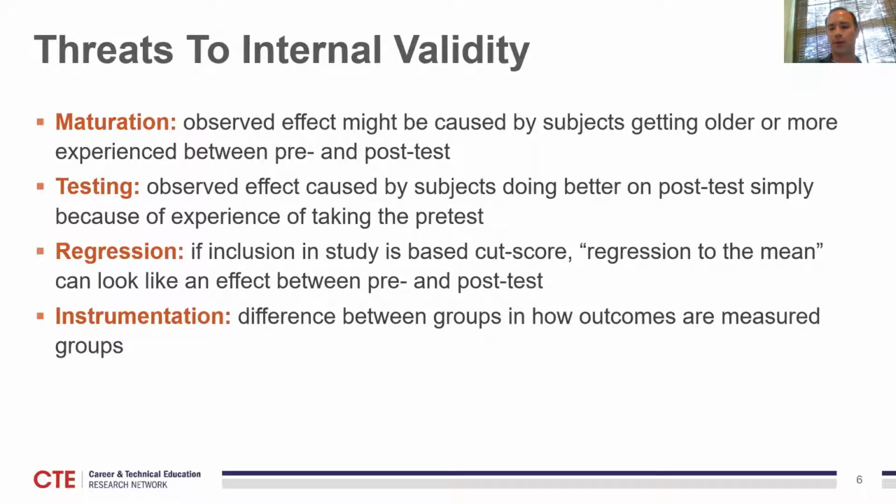And then regression is this idea of regression to the mean. Because of measurement error, extreme scores tend to be less extreme when measured a second time. So if inclusion into the study is based on very low scores on some measure, and that measure is observed over time, then you'd expect that the outcome scores will get less extreme regardless of the program intervention because of regression to the mean. And then finally, instrumentation is a threat when the observed effect might be caused by some difference between the treatment and comparison groups in how the outcome is measured.